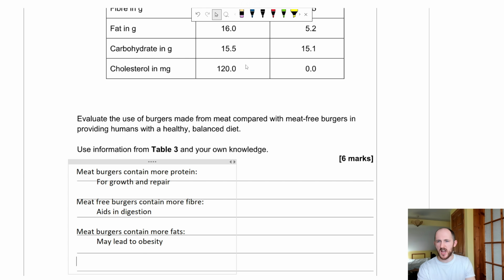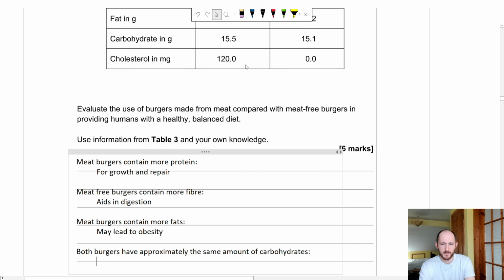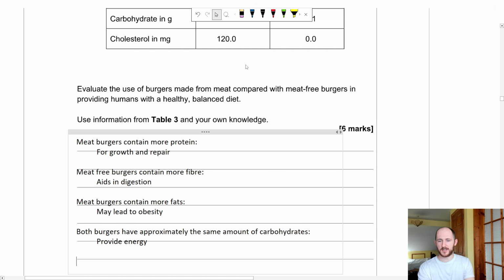Carbohydrates, which one has more? They contain about the same. I mean, you can say technically the meat burgers have more carbohydrates, but I'm going to say they're roughly the same. Both burgers have approximately the same amount of carbohydrates. In fact, that's the longest sentence I've written, so I might want to shorten that and just say both burgers have same carbohydrates. Talk like a caveman, it's fine. Cavemen are awesome. But what are carbohydrates used for in the body? To provide energy. Wonderful.